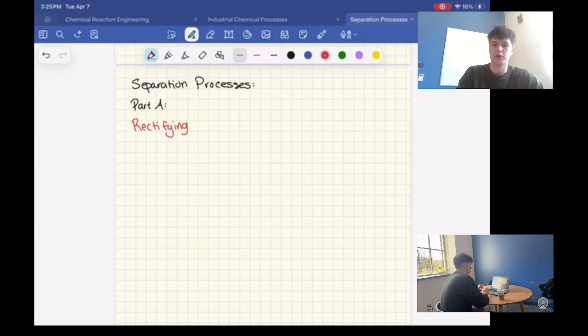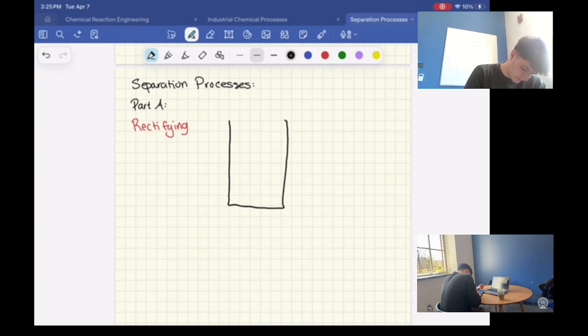So the first thing that we're going to do, like I mentioned, is the rectifying portion. And to do this, we're going to have to design a distillation column. So here I will draw a rectangle and I will label this distillation column. And now it is important to remember that inside this distillation column there's going to be a series of trays as shown.